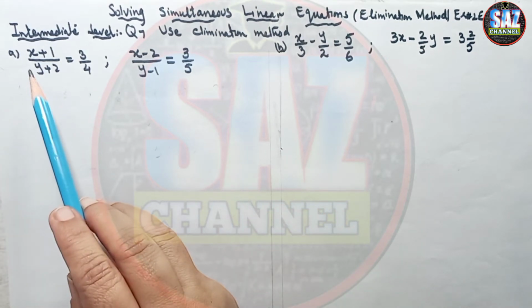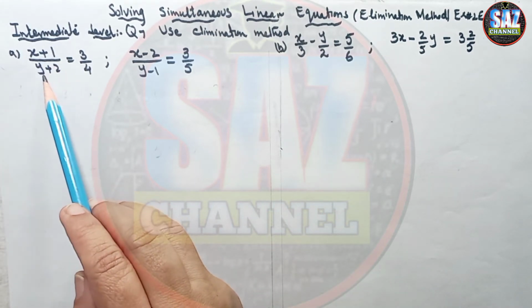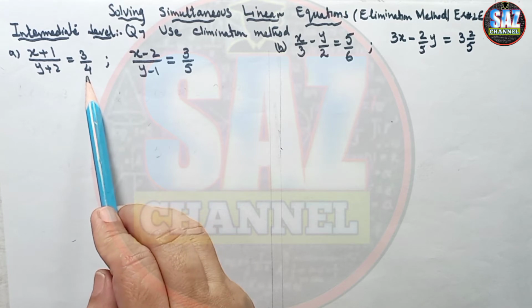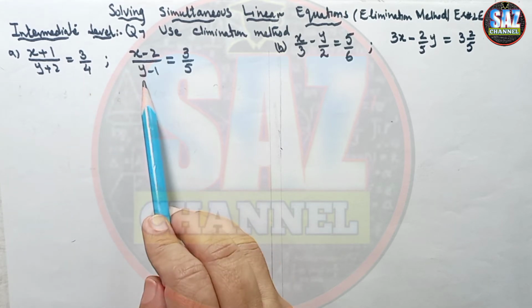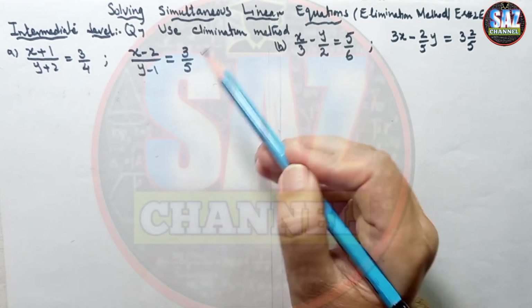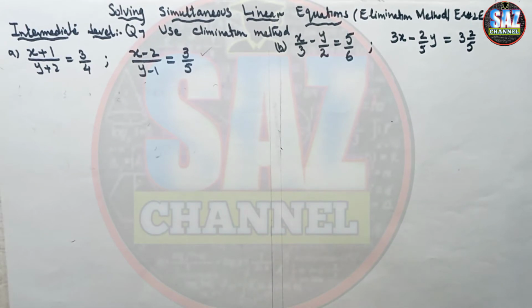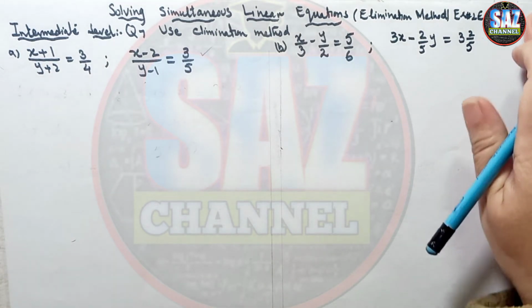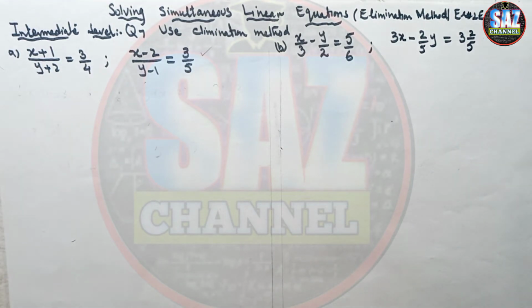A part of the question is (x plus 1) upon (y plus 2) equals 3 by 4 and (x minus 2) upon (y minus 1) equals 3 by 5. It's always good to compare your equations with the question before solving the question so that if there is any problem in the question, we can correct it so that we can get the correct solution of the question.